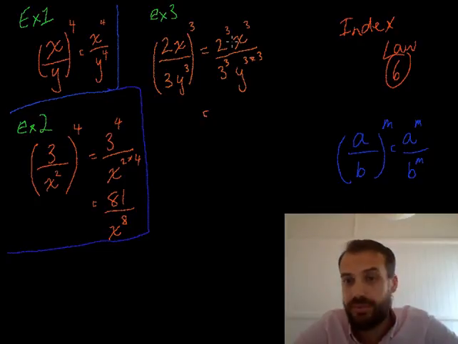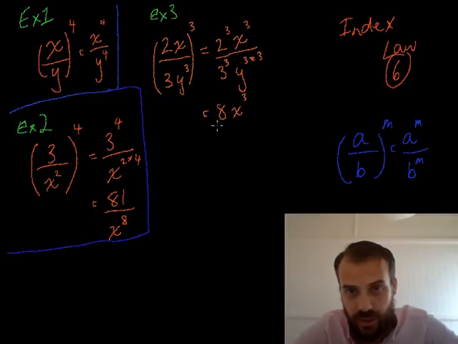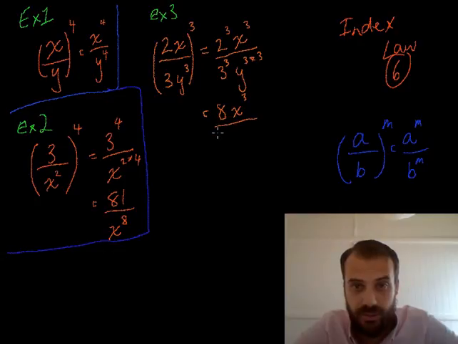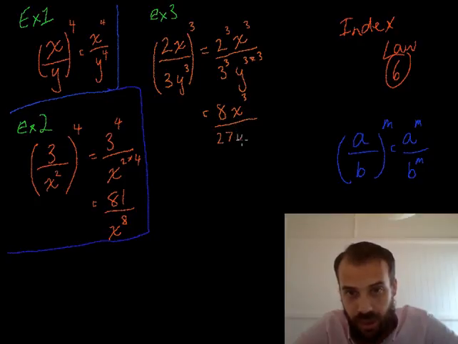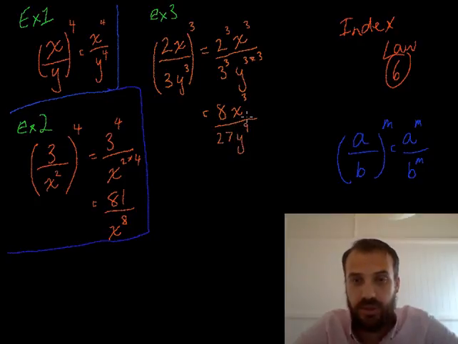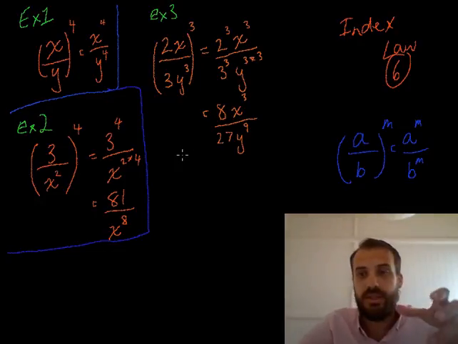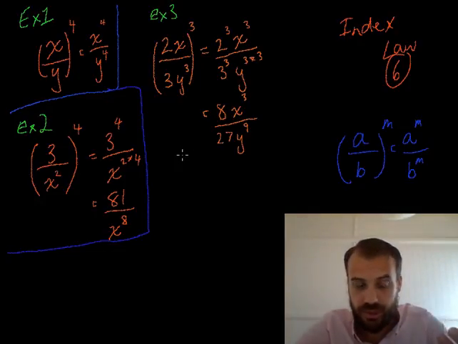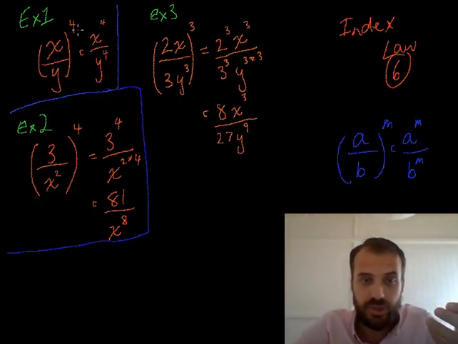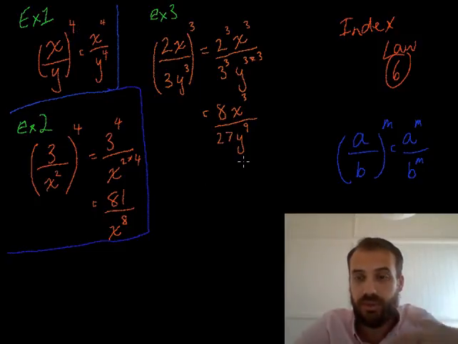And then I can just do some more maths here. 2 to the power of 3, that's going to be 2, 4, 8. x cubed over 3 to the 3, which is going to be 27. y to the 3 times 3, which is going to be y to the 9. Okay, so you can see that all of your index laws start to work in conjunction so that you can solve some slightly more complicated questions as time goes on.